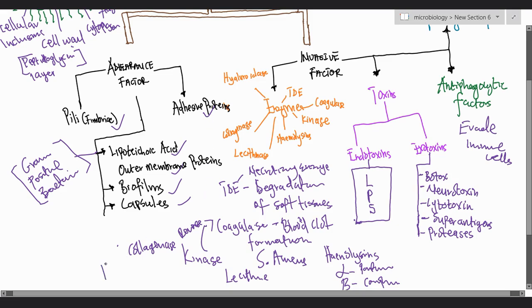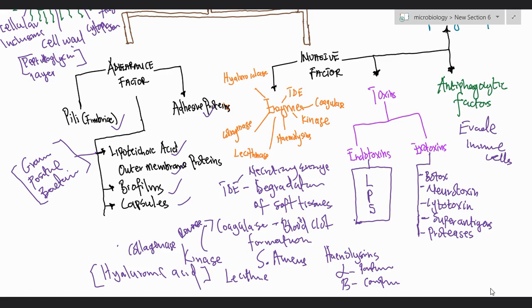So we have the hyaluronic acid. These are mostly found in the cell membrane and in other cellular components that are found in the body. So this is what the enzymes are responsible for. You can see that the main purpose of these enzymes is to destroy the host cells or the host tissue, so that the bacteria can keep on thriving within the host.